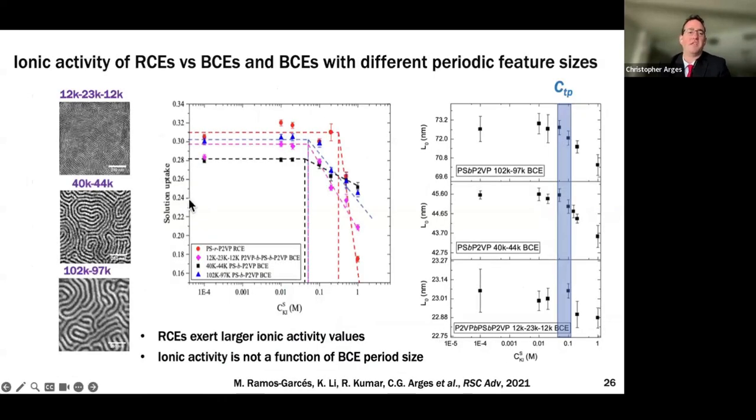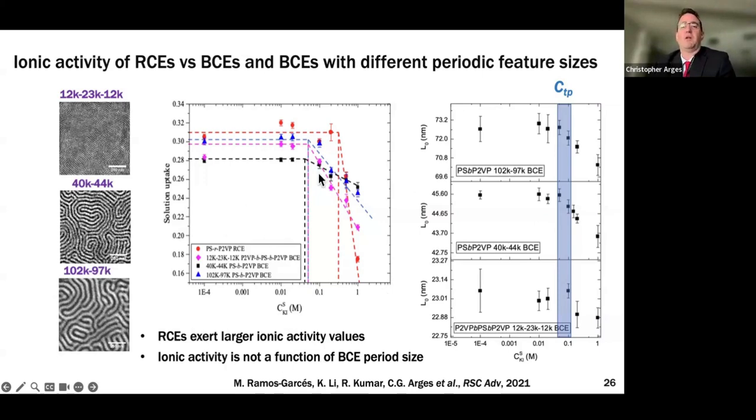So we've extended these things. This red line is the random copolymer electrolyte. This is the solution uptake. We study block copolymer electrolytes where we control the molecular weight distribution of the polymer film, so we get different periodic spacing values. And what we observed in the cases of all the block copolymers is that it didn't matter how big the domain spacing was, whether it was 20 nanometers here or 80 nanometers here, this transition point occurred at the same place. And this was verified by the QCM solution uptake experiments as well as the GISAXS scattering experiments.